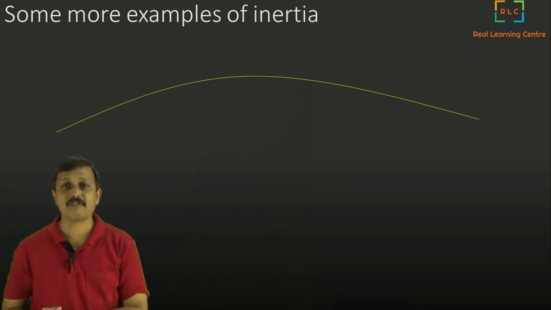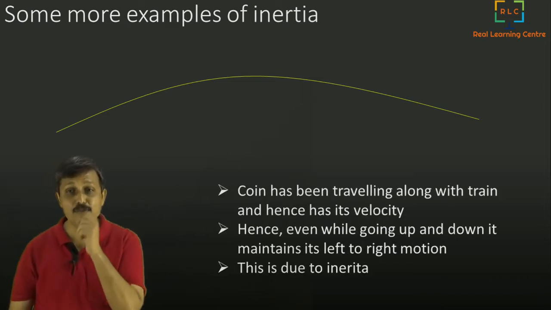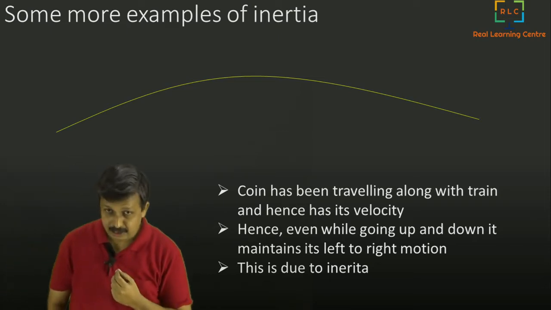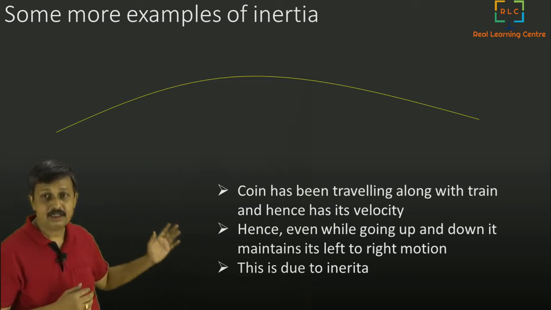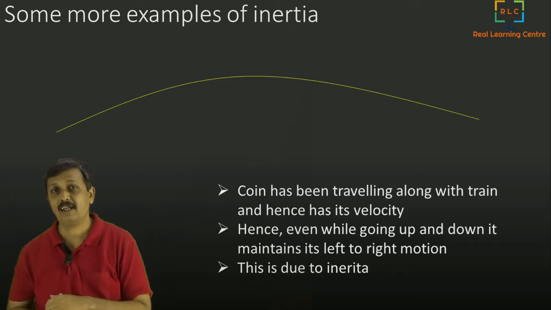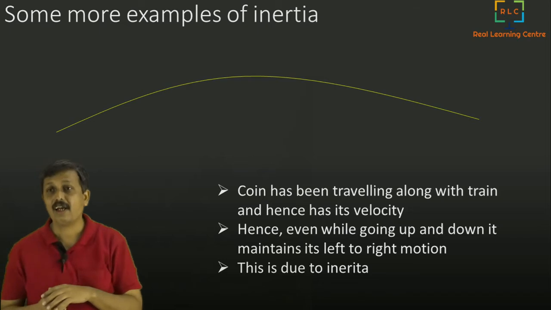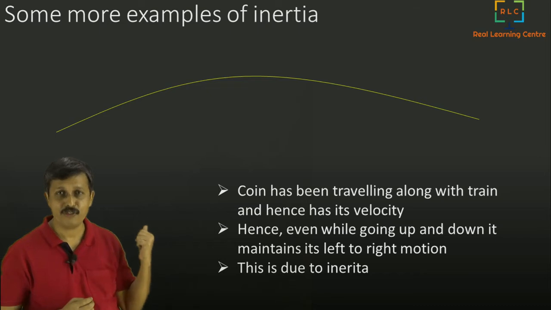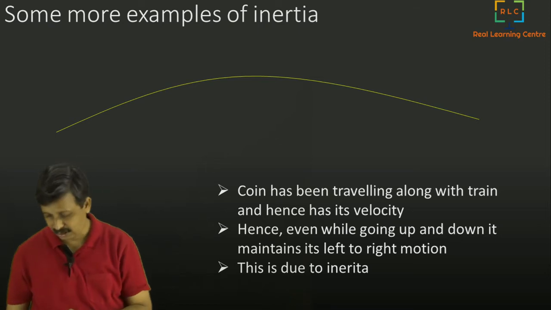Why is the coin going sideways? That is because it kept on moving along with the train and it has its inertia. The coin has been traveling along with the train and hence has its velocity. And hence, even while going up and down, it is traveling from left to right. It has kept its uniform motion from left to right while going up and down. And that is what we call inertia. So the coin was exhibiting inertia. So this is another evidence, if you carefully watch, of Newton's first law.